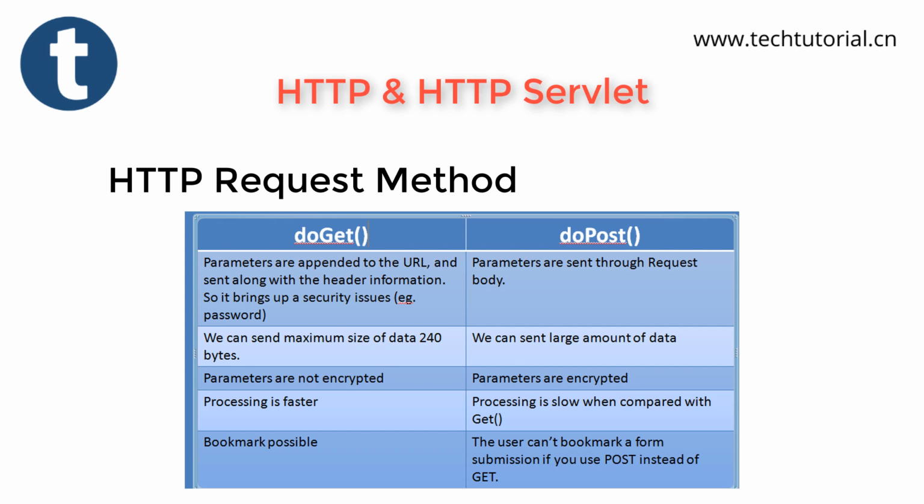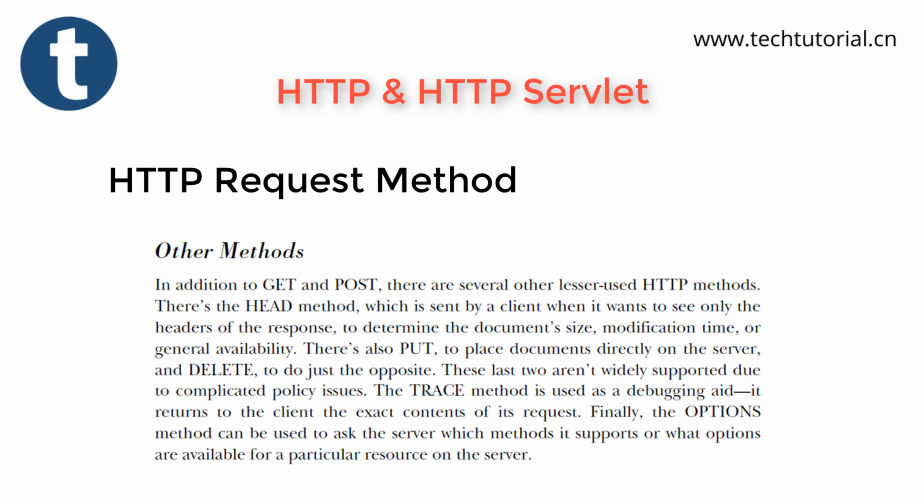There are also a few other methods. The head method asks for a response identical to that of a get request but without the response body. Then the put method replaces all current representations of the target resource with the request payload. There are others: the delete method, connect method, options method, trace method, and patch method. But mostly we will use the get method and post method.